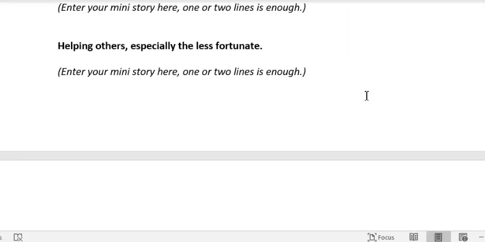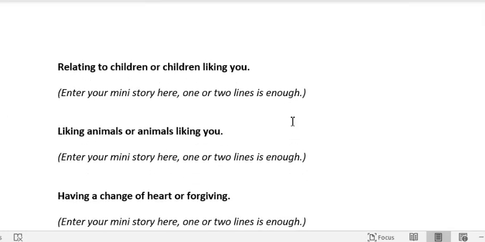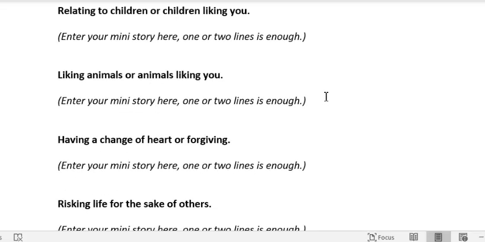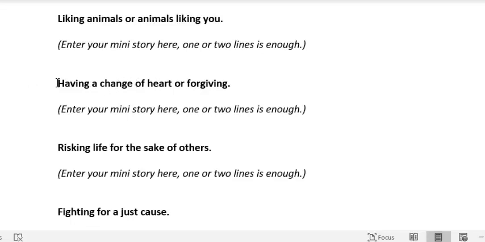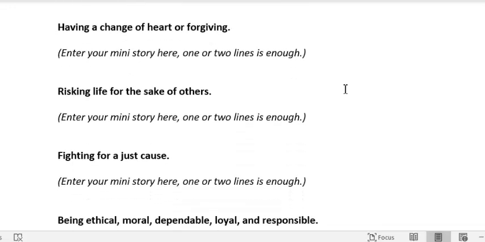Jeopardy, again, pause. Helping others, especially the less fortunate, pause if you need to. Relating to children or children liking you, again, this is a good one, because if you like children, people will automatically think you're a great person. And liking animals, or animals liking you. Now, it's great to use something like a dog liking you. It's not so good to use a cat, because cats have been used as props for evil geniuses. See the early James Bond films, for example. Then pause if you need to, again. Having a change of heart or forgiving somebody, again, that's really good, very powerful. Pause if you need to with that one.